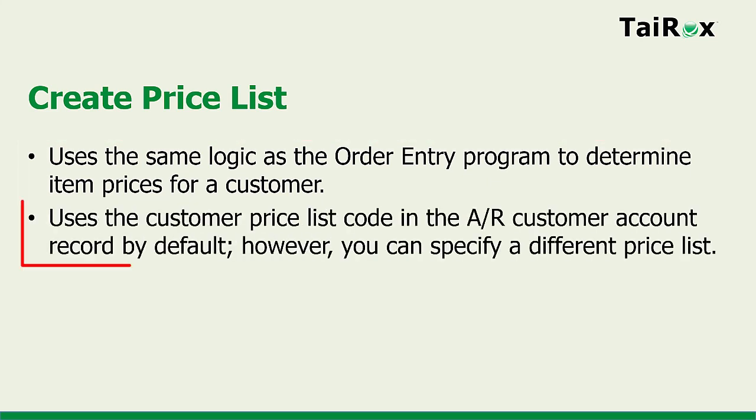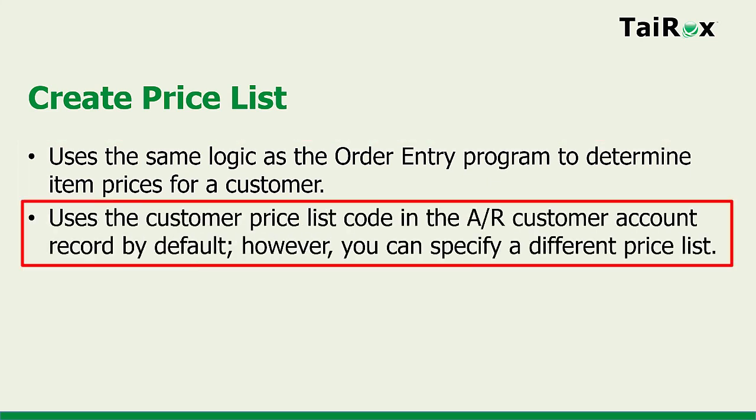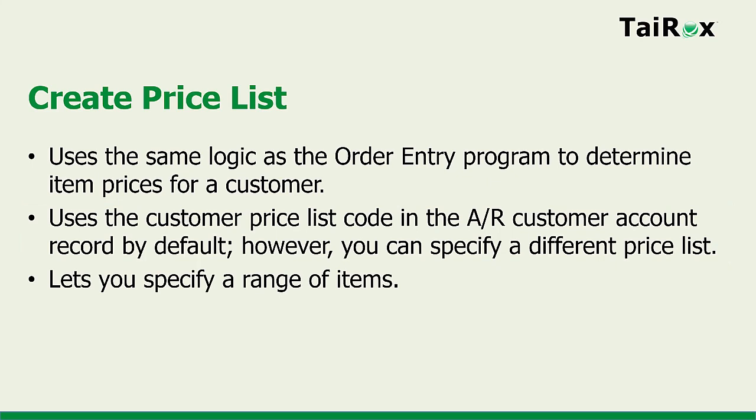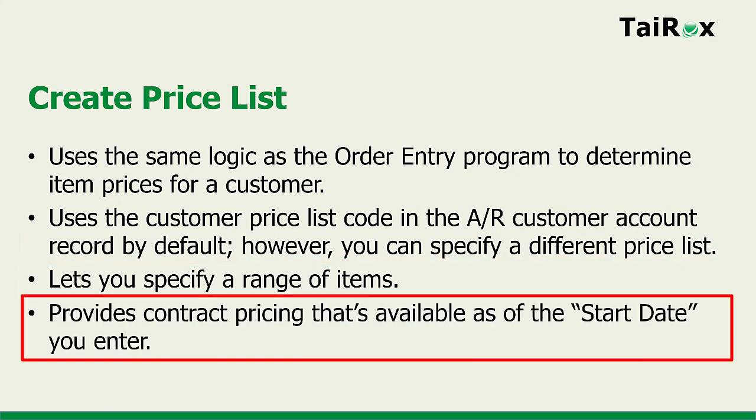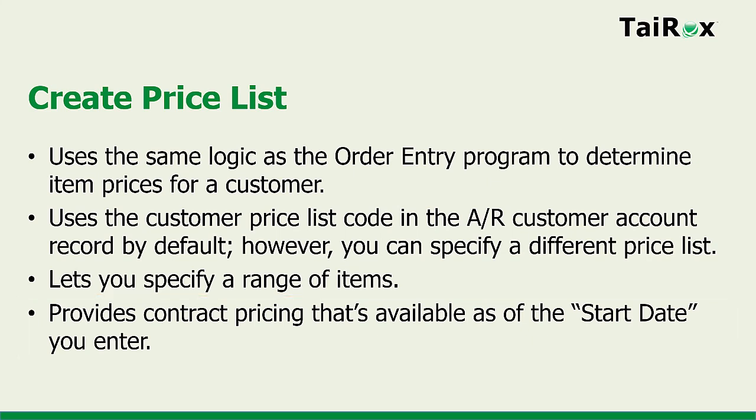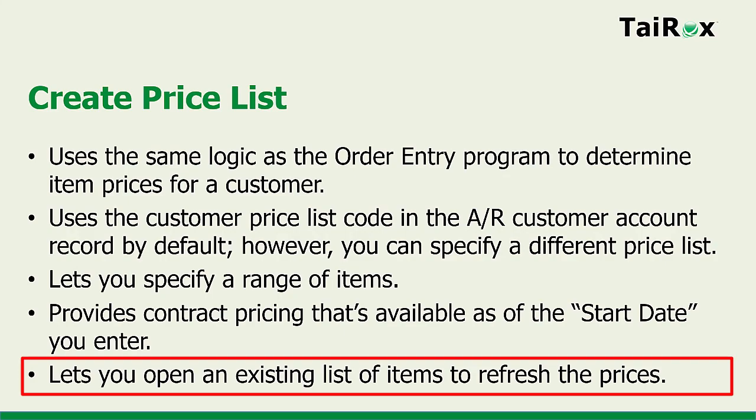It uses the customer price list code in the AR customer account record by default. However, you can specify a different price list. It lets you specify a range of items. It provides contract pricing that's available as of the start date that you enter. And it lets you open an existing list of items to refresh the prices.